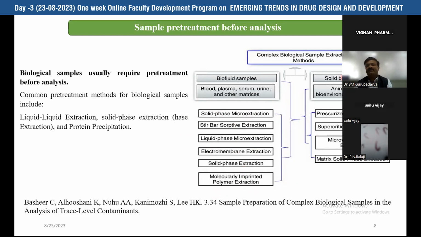Okay, and when the sample is in a tough condition, when you want to collect the sample from a solid biological matrix, we are supposed to adopt pressurized liquid extraction or supercritical fluid extraction. Of course, nowadays we give more importance to supercritical fluid extraction, where the sample recovery is very effective, followed by microwave assisted extraction or matrix solid phase extraction. These are the different extraction methods adopted for the recovery of the sample.